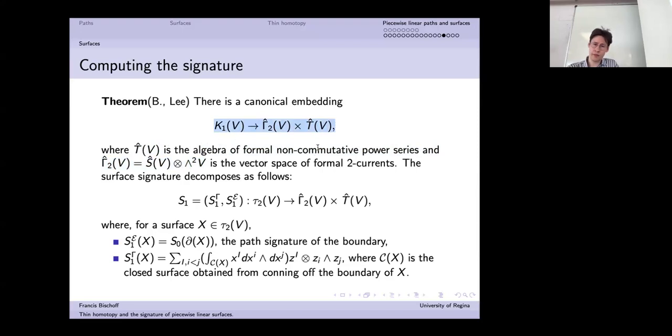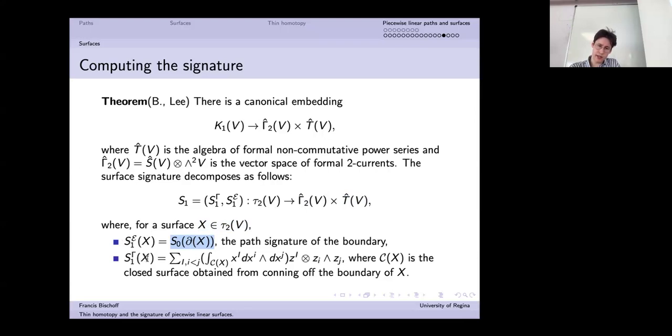And when you use that embedding, the surface signature canonically decomposes into two components. So it sends a surface to a formal current and a non-commutative power series. And here are what the components are. So given a surface, the part that lives in the non-commutative power series is just given by taking the path signature of the boundary. The part that lives in the currents, well, it's computed as follows.